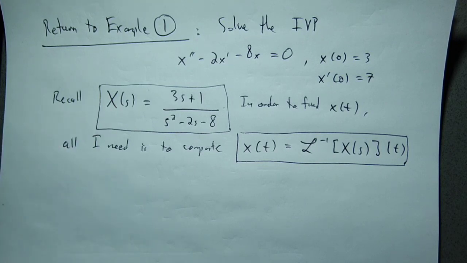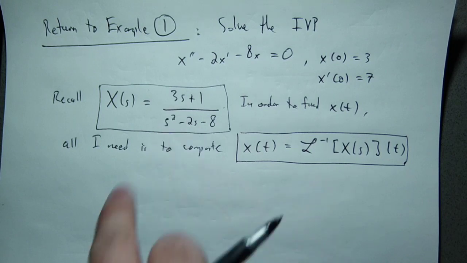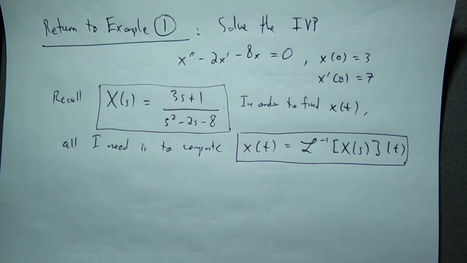Well, how do I do that? I look at the table. So again, I'm going to jump to page 14. I'm going to look at that table and ask, is there anything in the table that looks like this? No, right? There's nothing in the table that looks quite like this.